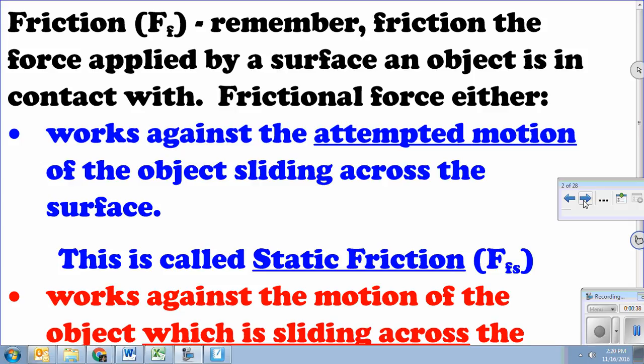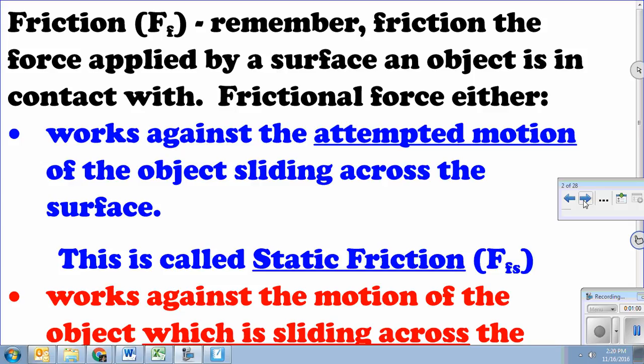And it's always going to act in a direction that is either, if the object is moving, in the opposite direction from the direction that it's moving in. If it's not moving, but something is trying to make it move, then it'll act in the opposite direction of the attempted slide. That's probably the easiest way to say that.